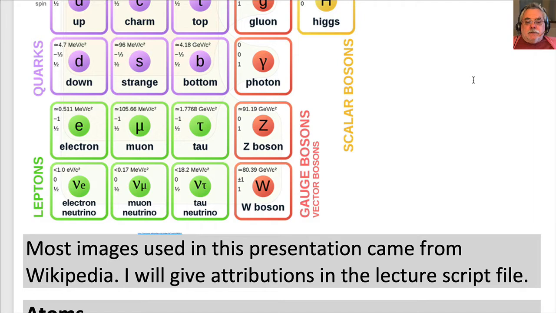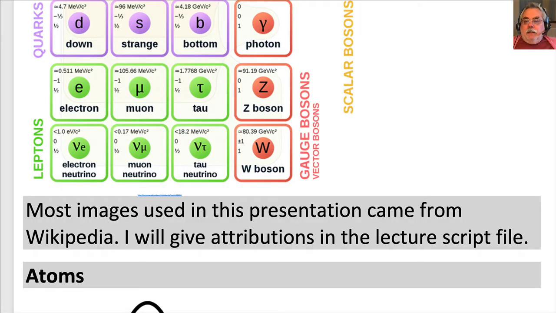Most images used in this presentation came from Wikipedia. I will give attributions in the lecture script file. We will start with the atom and key quantum mechanical principles which apply to elementary particles. Then we will cover the elementary particles, then composite particles, protons and neutrons, and nuclear fusion in the sun. Then light, photons, and two-slit diffraction and interference, and finally, beyond the Standard Model.